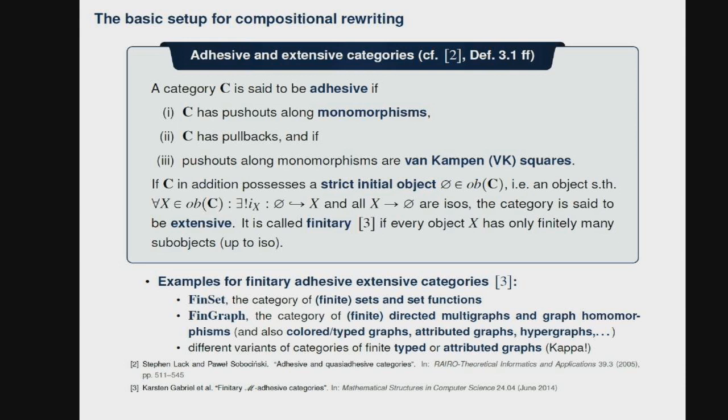And then we need an initial object to play the role of the empty configuration. And we need on top finitarity. It's a property saying that there are at most finitely many monomorphisms into any object. That's a property you can put. And then, of course, classical representatives of these are finite sets, finite graphs, and then more complex objects like biological molecules as well.